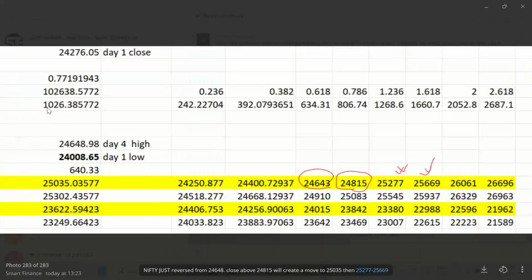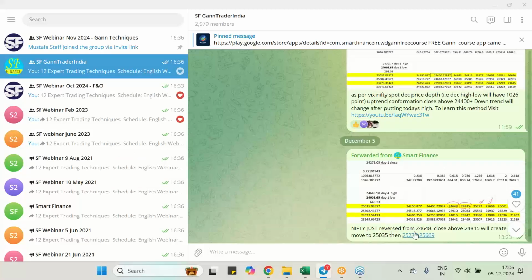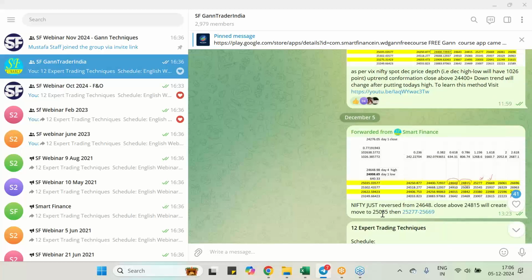So out of that 1026, 640 points of depth has already been created. If Nifty closes above 24,815, then it will have a move till 25,235 to 25,270. So this is what we have mentioned and allotted.